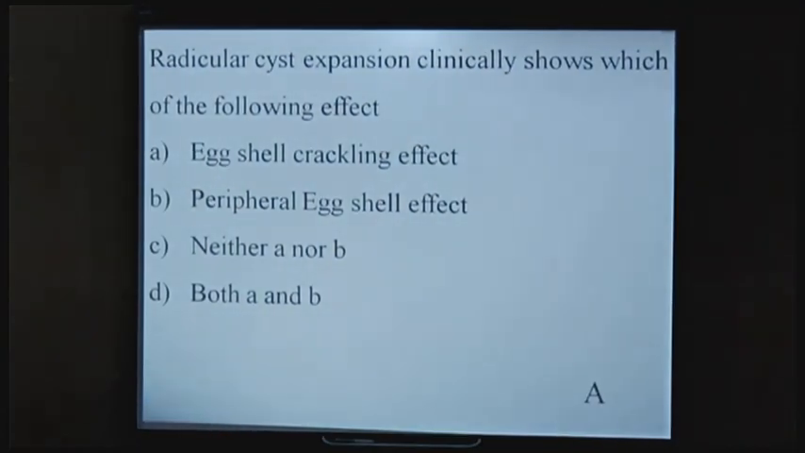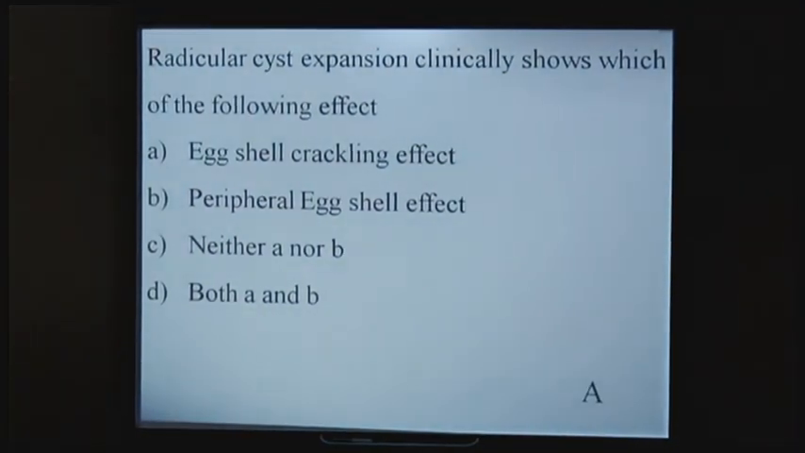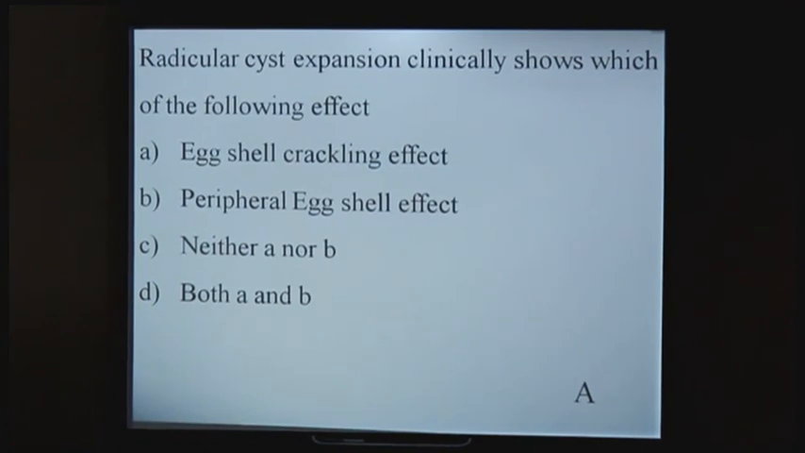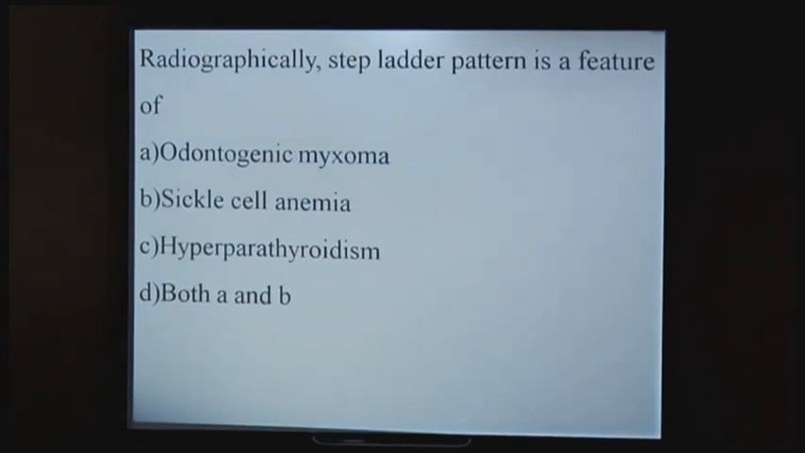So if you see it only in that mandibular first molar region, because of the anatomy and the curvature of your root, it is appearing as two lamina duras. Peripheral eggshell effect is seen in the lamina dura, double lamina dura, of the mandibular first molar mesial root.